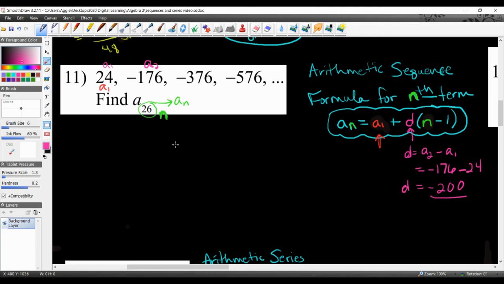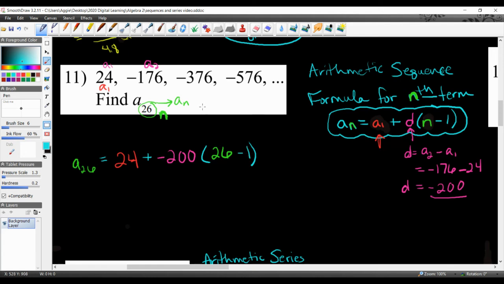So now that I have everything, all I really have to do is plug it in. So let's go ahead and do that. We have a sub n, so a sub 26 is equal to a sub 1, our first term, so that's 24, plus the common difference, which we calculated, and that came out to negative 200, times n minus 1. So our n was 26, okay? And if we subtract 1, I'm going step by step here, okay? It should give us something else.